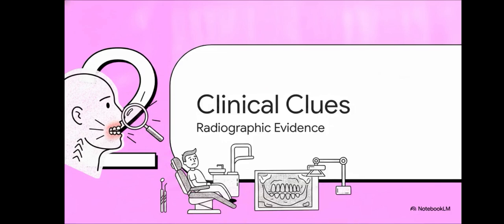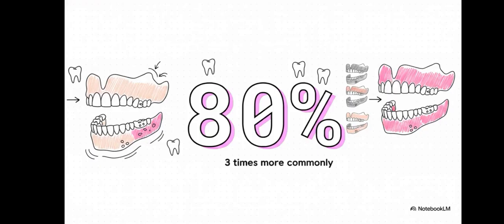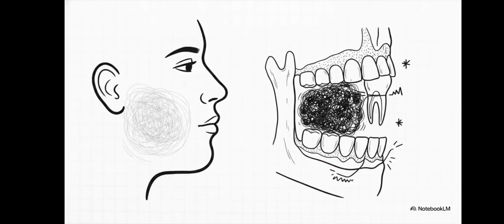Let's look closely at the clinical features of ameloblastoma. Location is our first major clue here. A staggering 80% of all ameloblastoma cases occur in the mandible, and within the mandible itself, the molar angle ramus area is involved 3 times more commonly than the premolar and anterior regions combined. So if you see a suspicious lesion in that posterior lower jaw, ameloblastoma should immediately jump right to the top of your differential diagnosis.